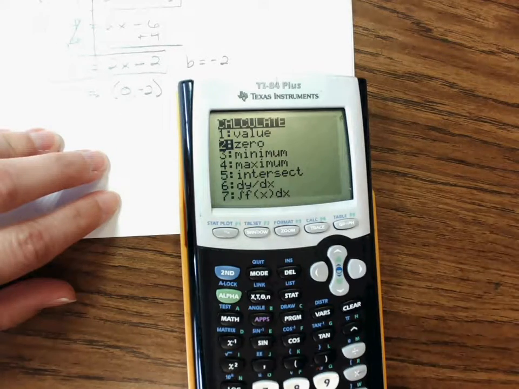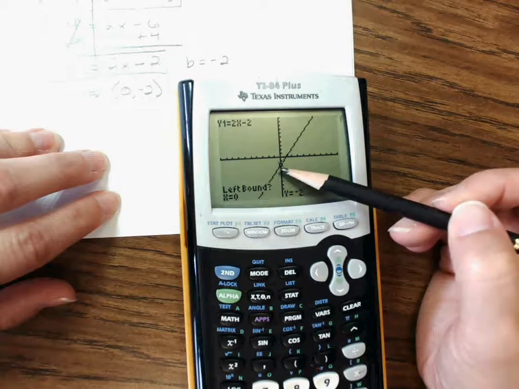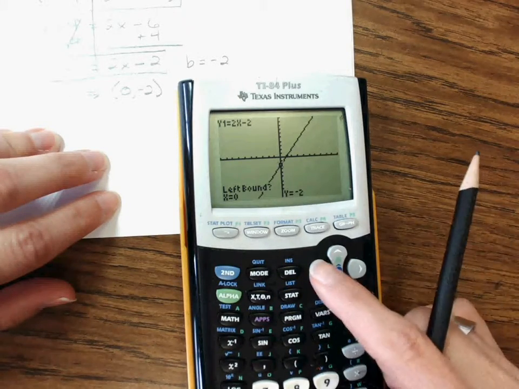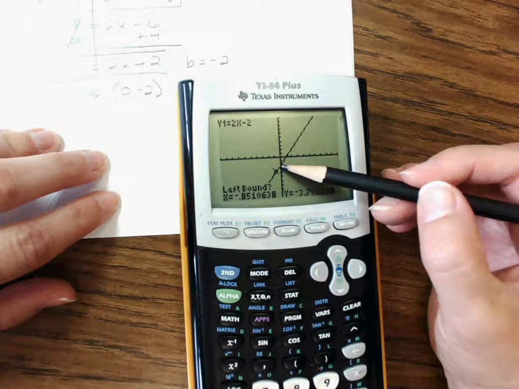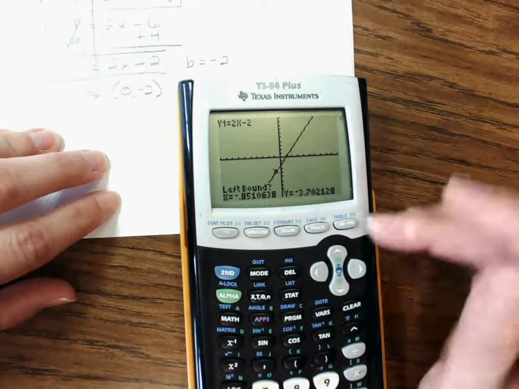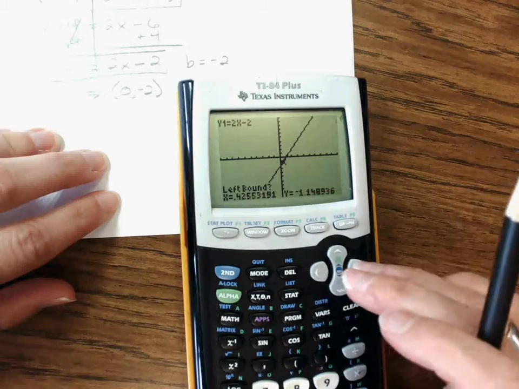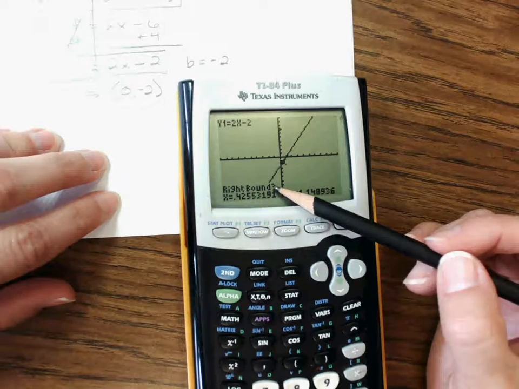So pick option 2. You have to think about what it's asking. It's asking you for the left bound. So you have to put a left boundary. I'm going to go to the left of the point that I'm trying to find. I'm trying to find this point right here, the x-intercept. So I can go right there. I'm still to the left of it. You're just hitting your left and right arrows. When you feel that you're to the left of it, anywhere to the left of it, you can hit enter. Now it's asking me for the right bound.